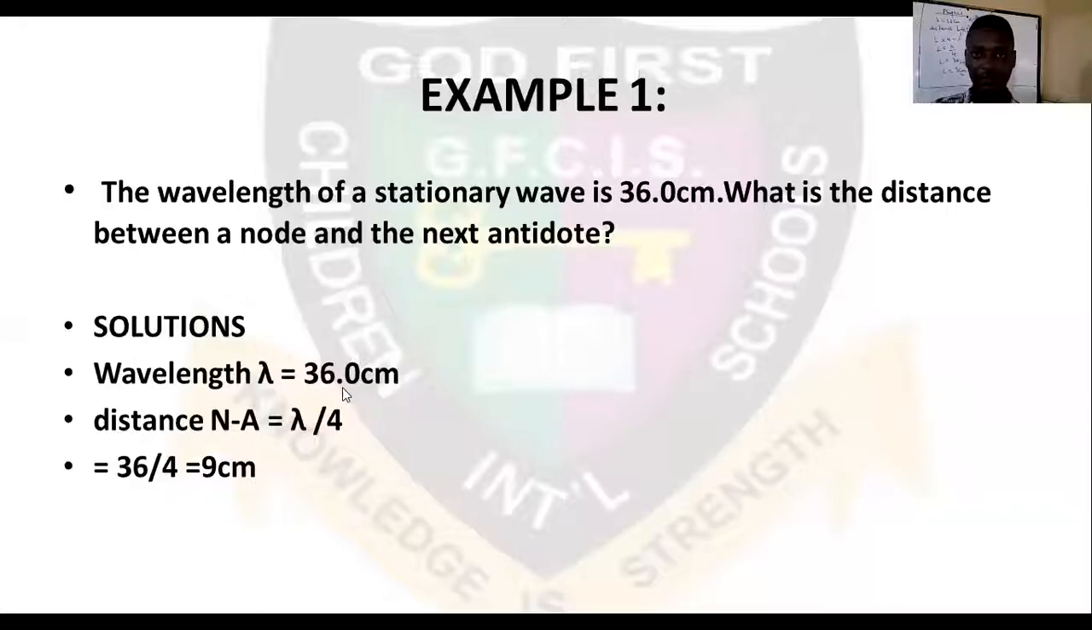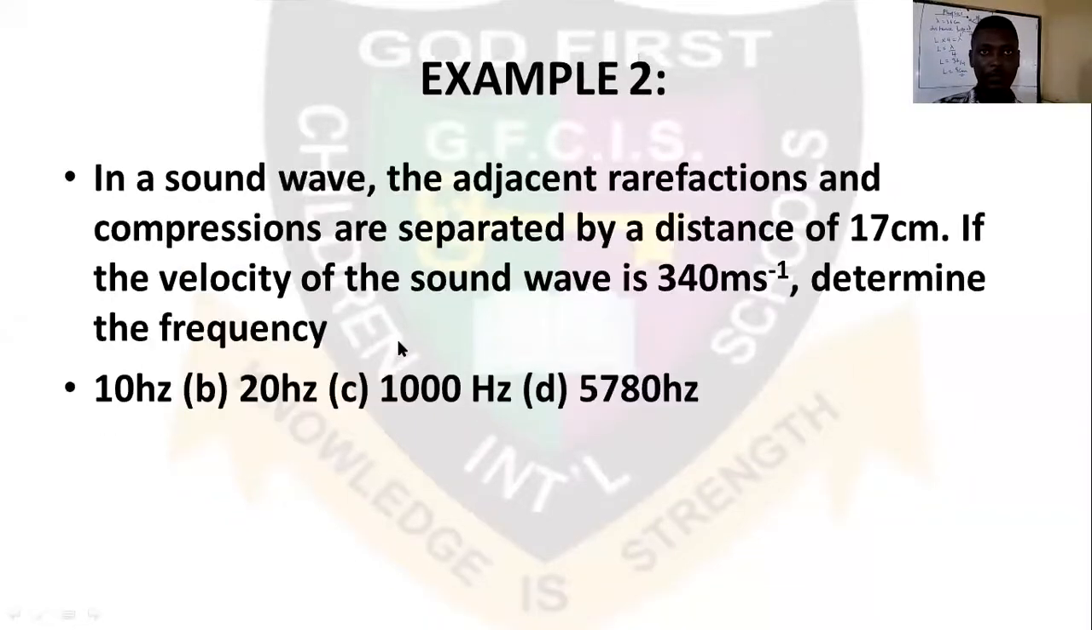So the next example. In a sound wave, the adjacent rarefactions and compressions are separated by a distance of 17 centimeters. If the velocity of the sound wave is 340 meters per second, determine the frequency. Determine the what? Frequency.